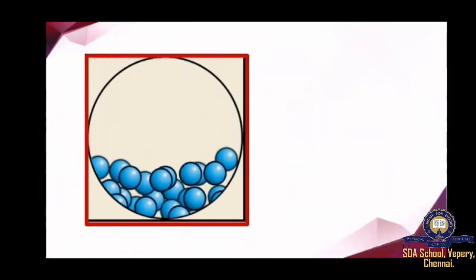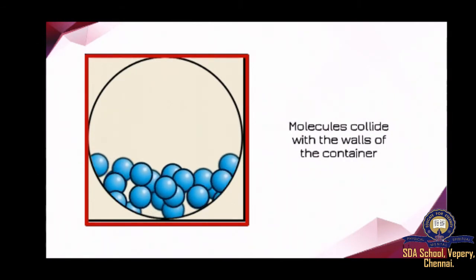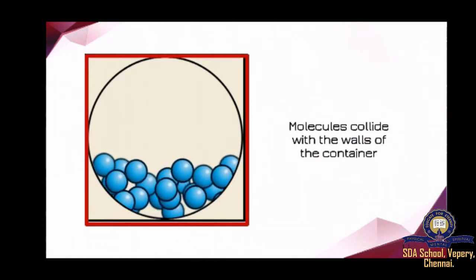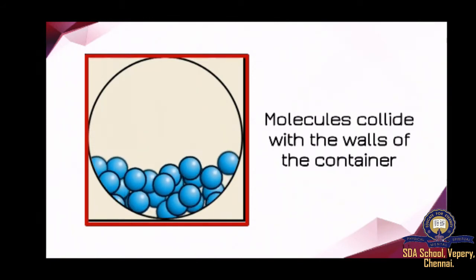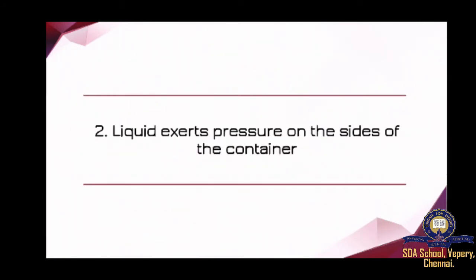How do the molecules behave in liquid state? The molecules are constantly moving in a liquid state. While they are moving, they collide with each other. The molecules also collide with the walls of the container, right? With every collision, these molecules exert thrust on the walls of the container, thus exerting pressure on the walls of the container. So, what is the second characteristic? Liquid exerts pressure on the sides of the container.